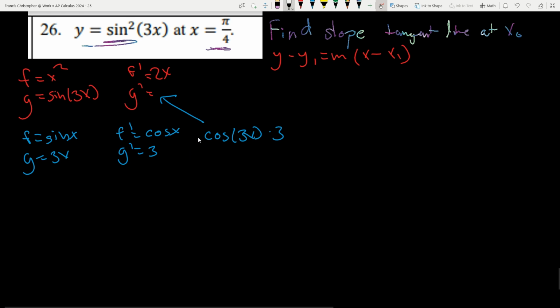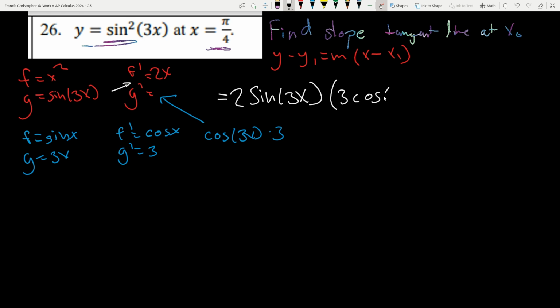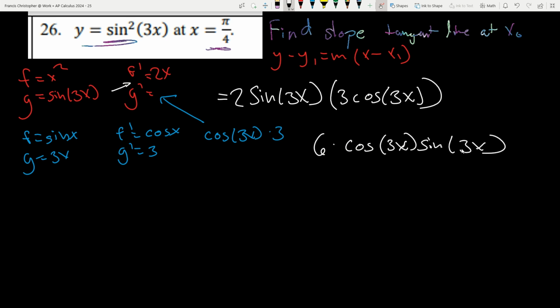So our entire derivative is going to be, put that into here, so 2 sine of 3x times our G prime, 3 cosine of 3x. Simplifying this, we get 6 times cosine 3x sine of 3x. And remember, this is f prime of x here, or if this was f of x, so y prime.